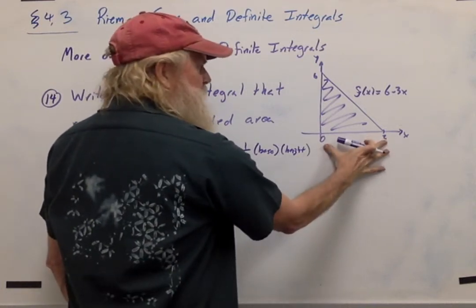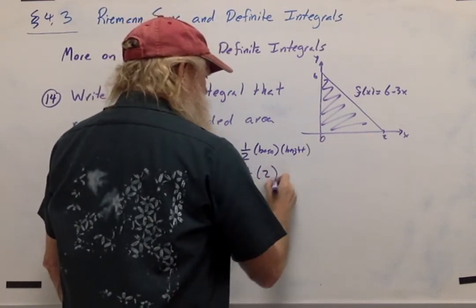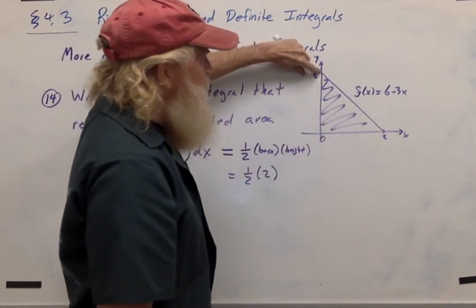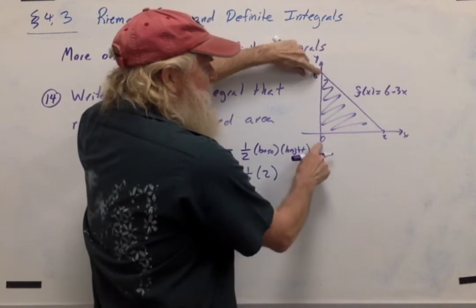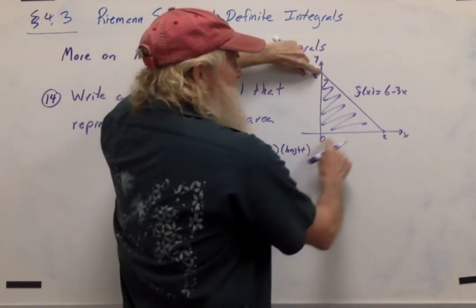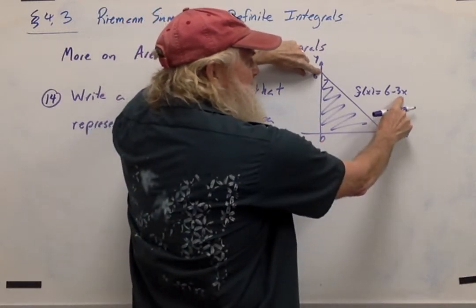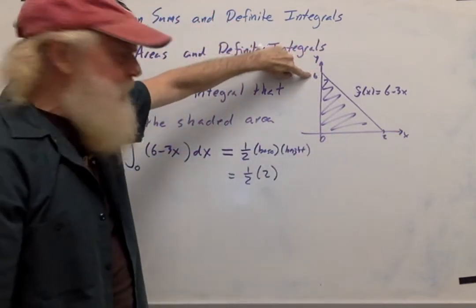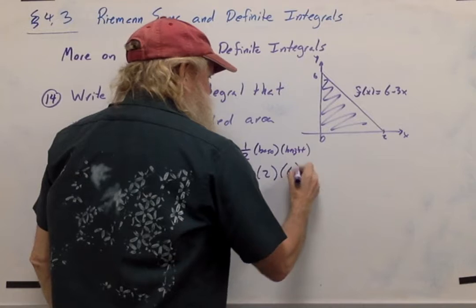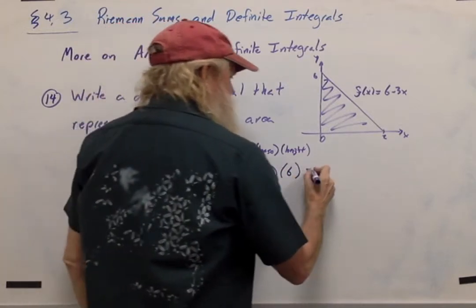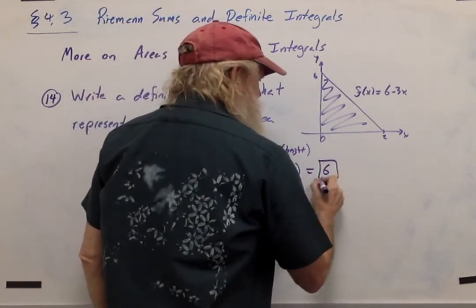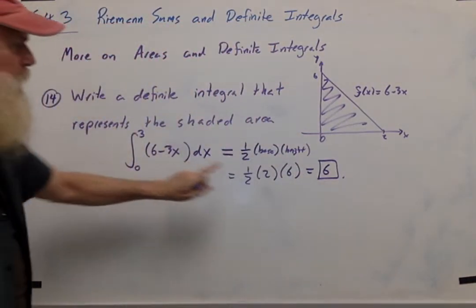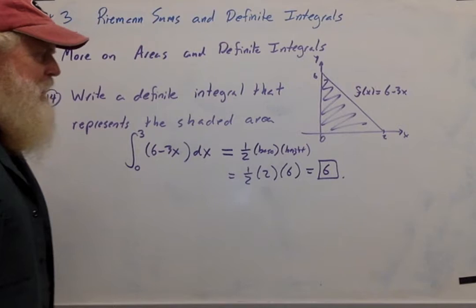The base, of course, is 2. And to find the height, I need to know what this highest point on the triangle is, and that happens when x equals 0. If I plug 0 in for x here, I get a y coordinate of 6, which I've indicated in the picture. So the height is 6, and 1/2 times 2 times 6 is 6. So here we wrote a formula, and we also found what the area was geometrically.